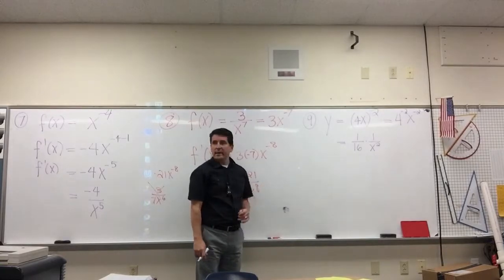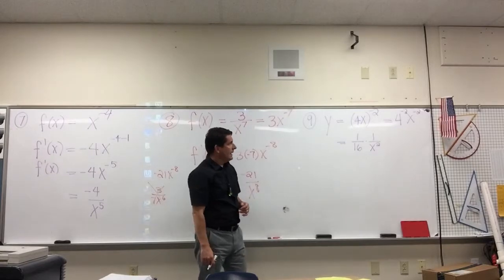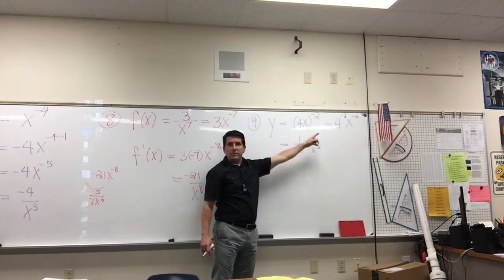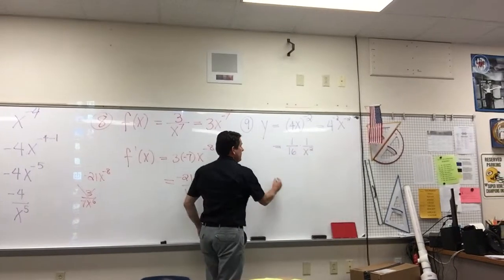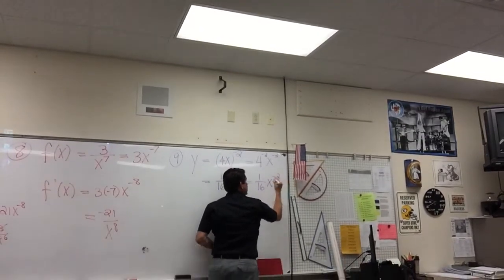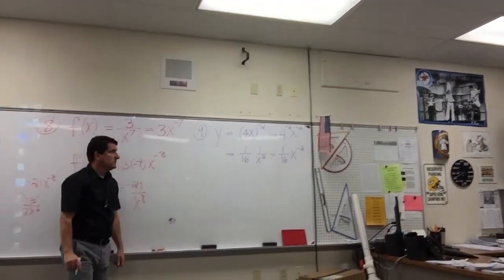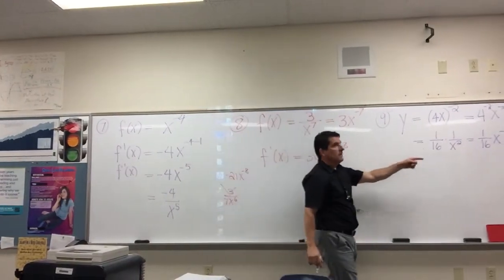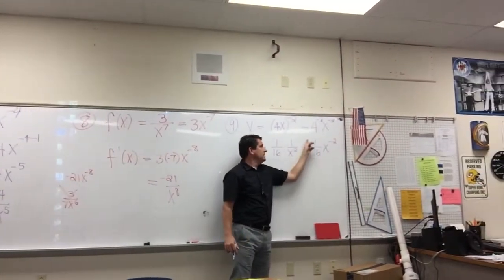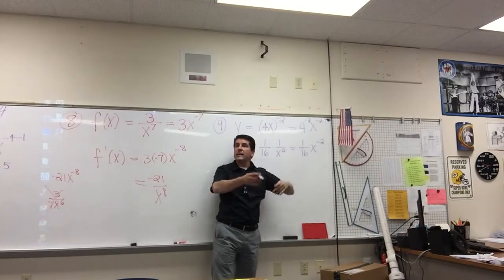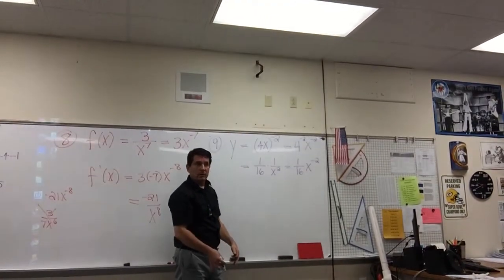Does this fit the format of the power rule? Not yet. I'm going to revert back to the x to the negative 2 because I went too far. So I'm going to rewrite this as 1/16 times x to the negative 2. That now fits the power rule. K is 1/16, n is negative 2. It's only now at this moment that we can apply the power rule.